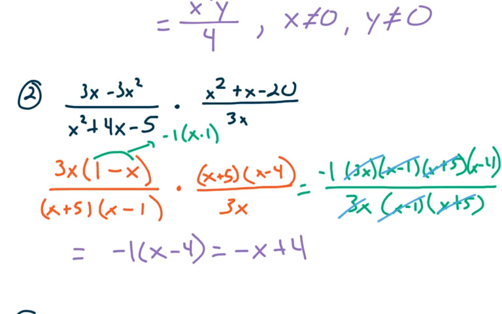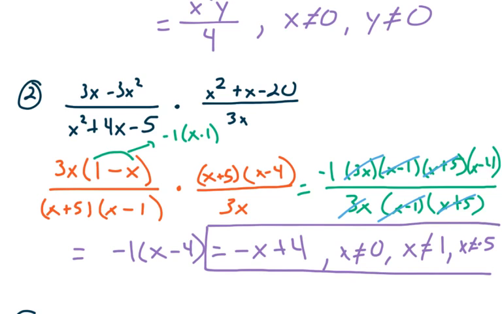But we have to think about our excluded values. Think about our denominators here. What value of x would make 3x 0, because we don't want the bottom to be 0. That would be 0. So our answer is going to be negative x plus 4. X cannot be 0. X cannot be 1, because 1 would make this middle factor 0. So x cannot be equal to 1, and x cannot be equal to negative 5. For the same reason, negative 5 would make this one 0. So our final answer is actually all of this. Okay, we got 3 excluded values, 3 numbers that we can't use, but this is the remaining expression. Negative x plus 4, x can't be 0, 1, or negative 5.